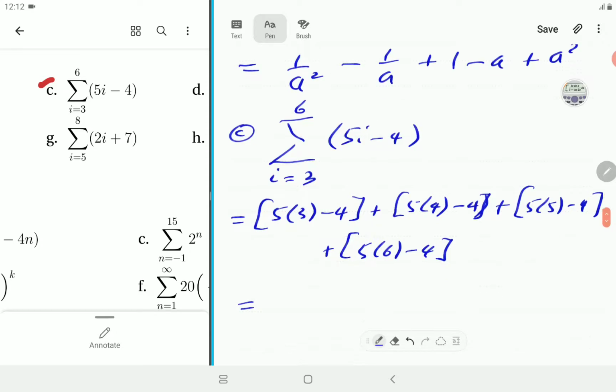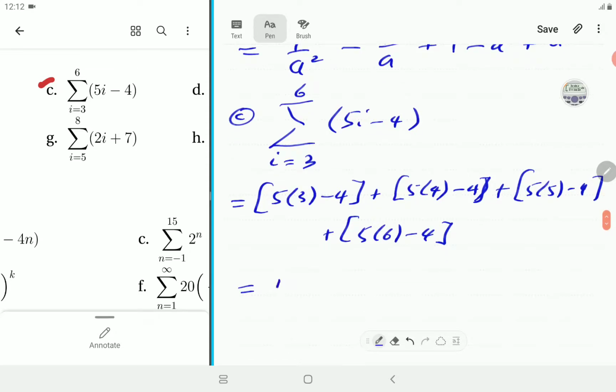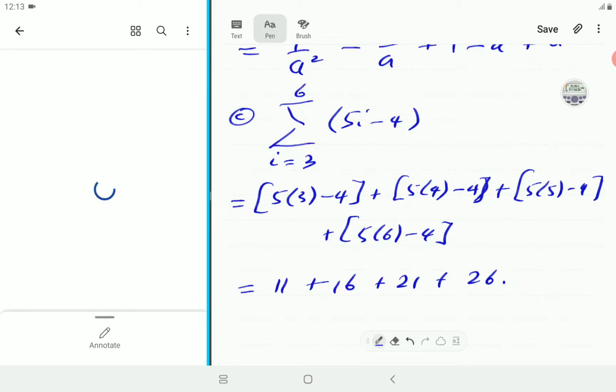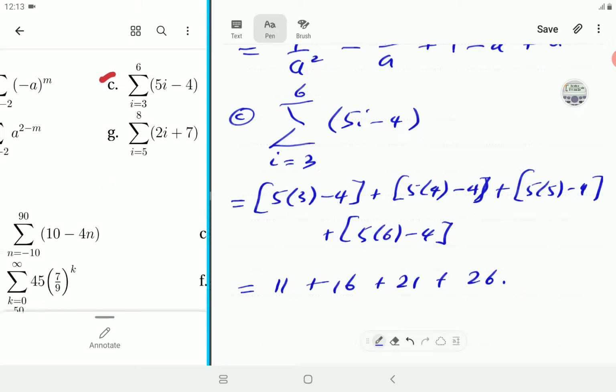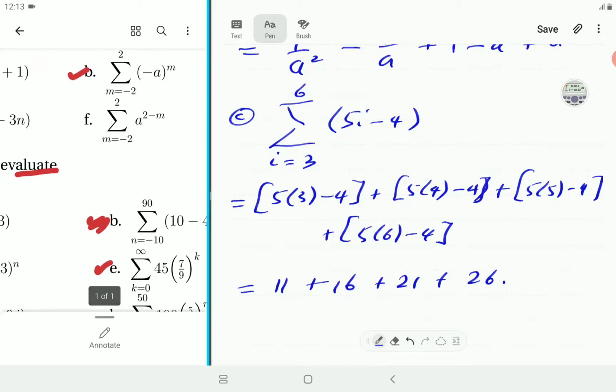So that one's going to be 15 minus 4, which is 11. Then after that, it's 20 minus 4, which is 16. 25 minus 4 is 21. And this one is going to be 26. All right. So that's that in number 1. We're going to come back to number 1 a bit later.